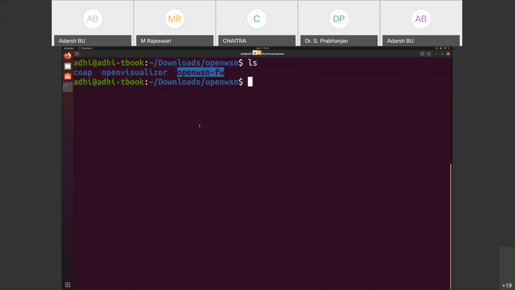The second one, the OpenVisualizer, consists of the software source code which runs on our computer. So this software code is completely a simulated one.